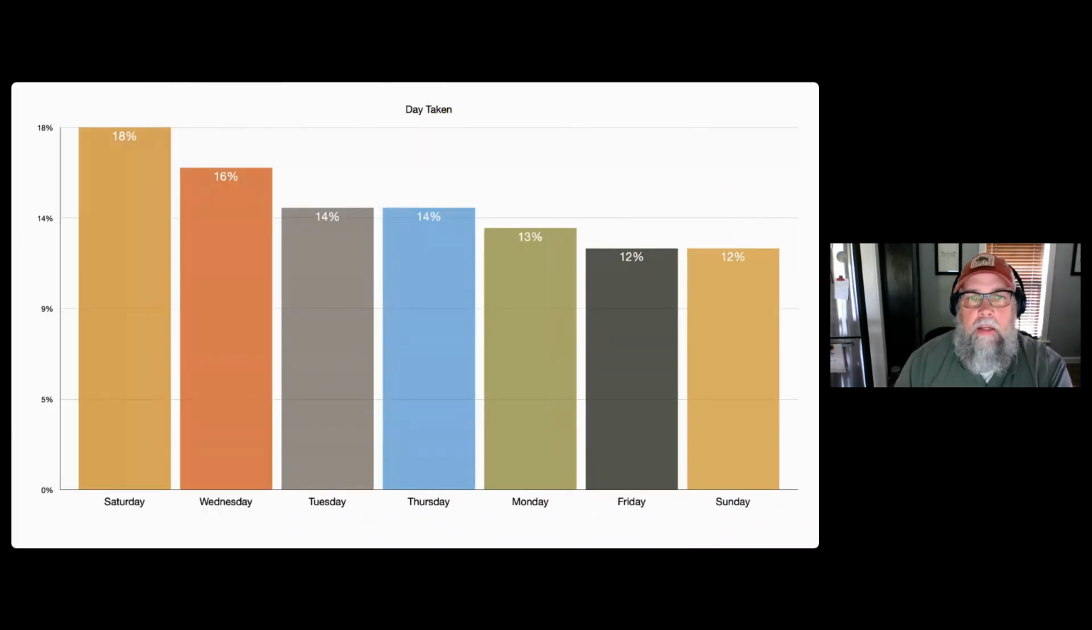And then the day taken. So this part kind of embarrasses me a little bit, the day taken. If you look at it, most of the pictures I've taken are on Saturday of all this group. And it embarrasses me because I've been doing full-time professional photography since 2009, and I never really thought of myself as being a weekend warrior, but that's exactly what I turned out to be.